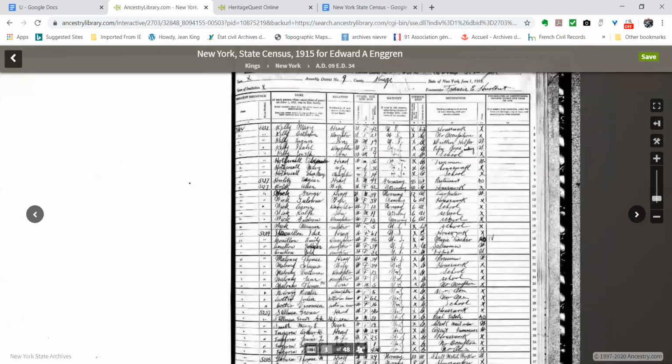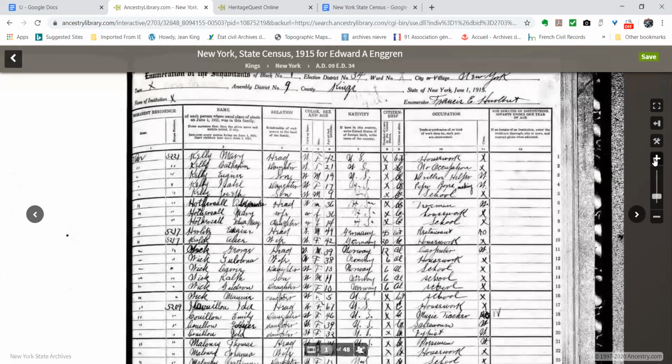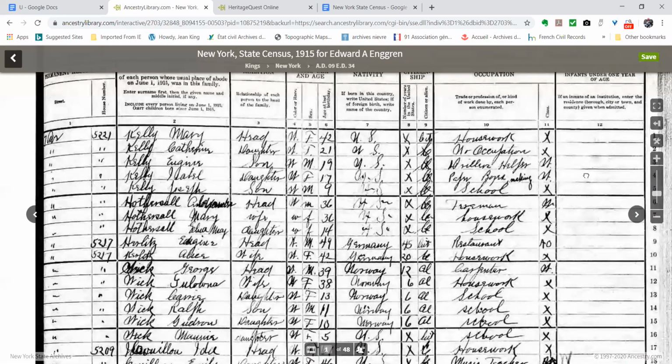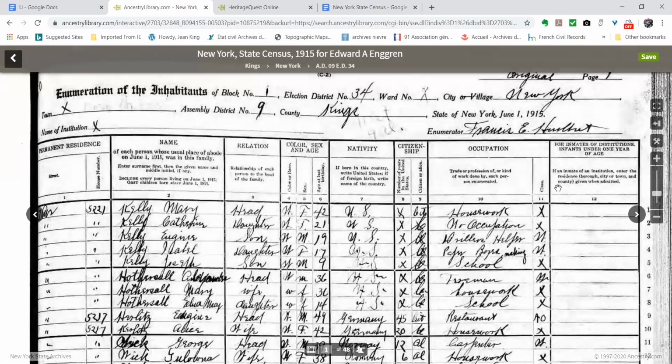So this is 1915 they have for all the counties. And again, it's really not much different than that 1905 one. In fact, it looks identical.